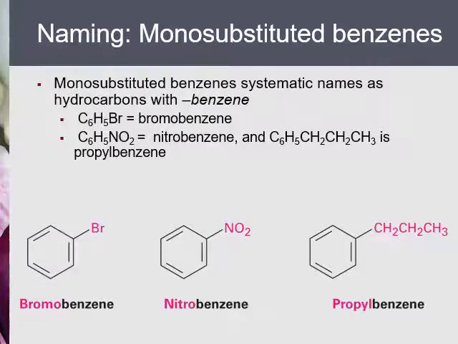Let's now discuss systematic naming of aromatic systems. First, monosubstituted benzenes. We name the substituent first, followed by benzene. For example, the first molecule is bromobenzene, the second one is nitrobenzene, and the third one is propylbenzene.